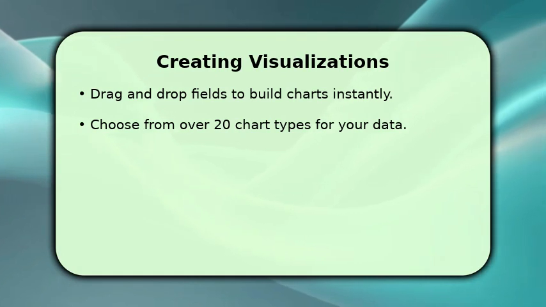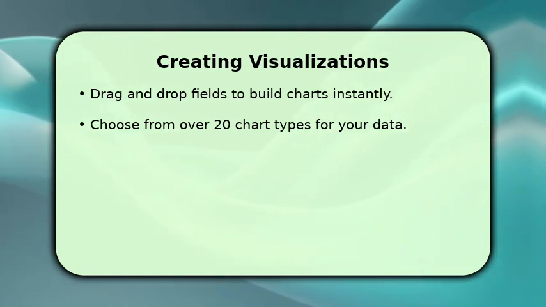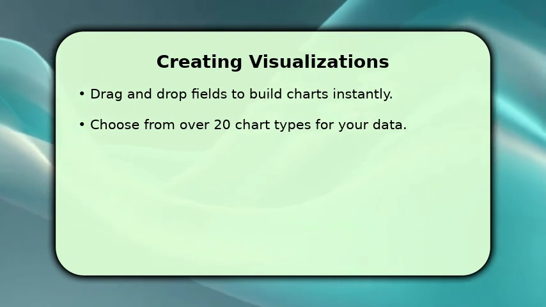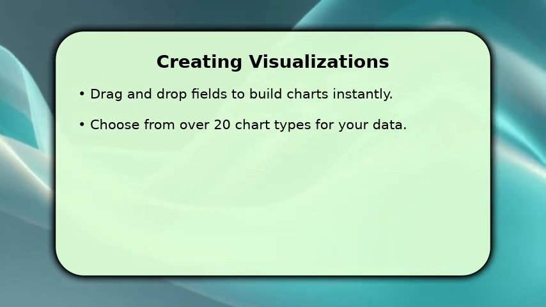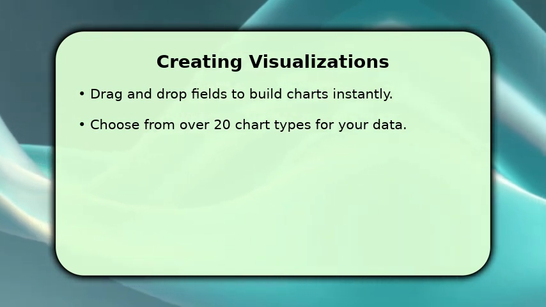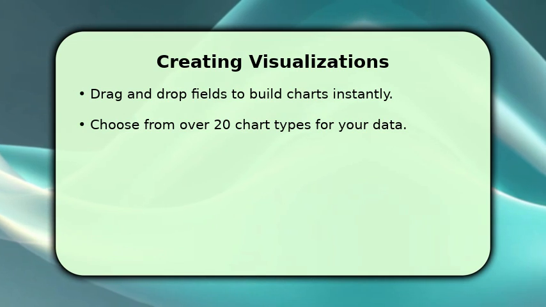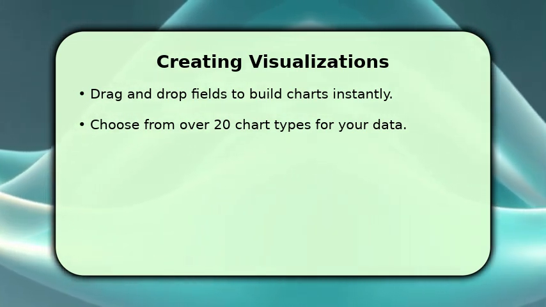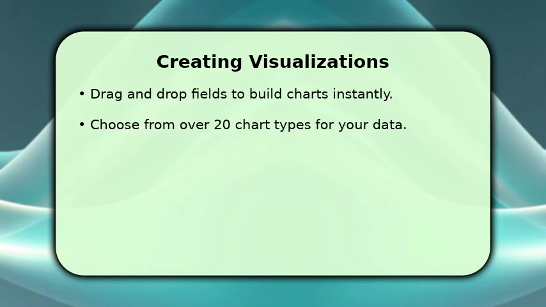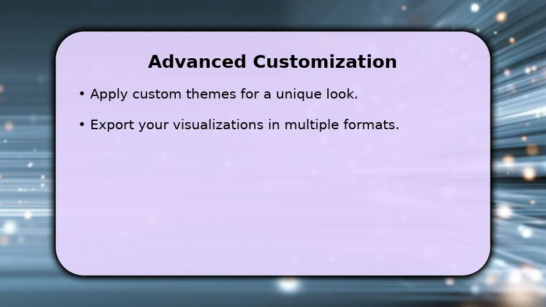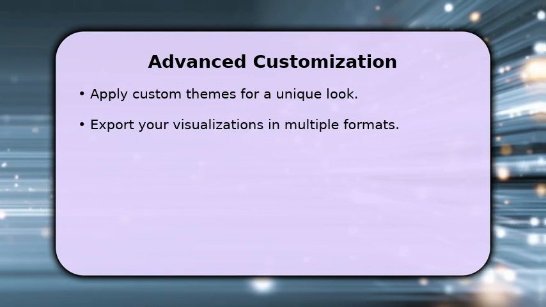Now, let's dive into creating your first visualization. Vega Quick's intuitive interface allows you to simply drag and drop your data fields onto the canvas. You can then select from a wide array of chart types, like bar charts, line graphs, or scatter plots, to best represent your information. Adjusting colors, labels, and axes is also very easy, giving you full control over your visual output.